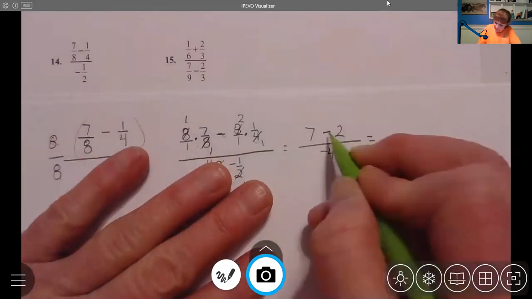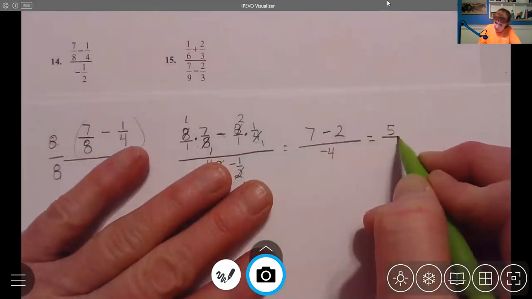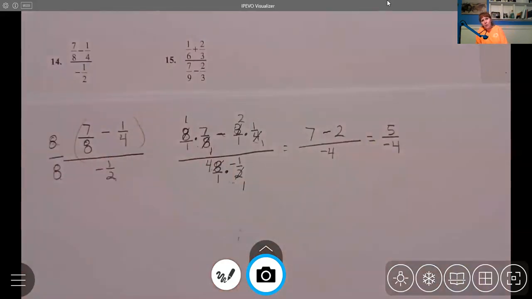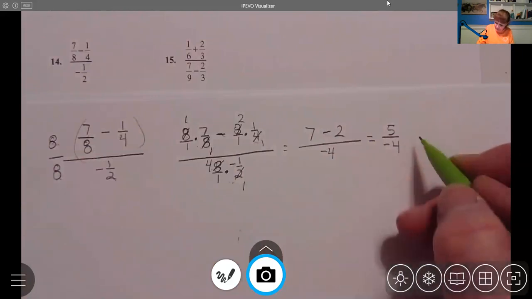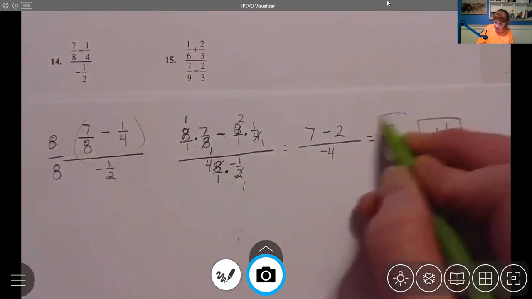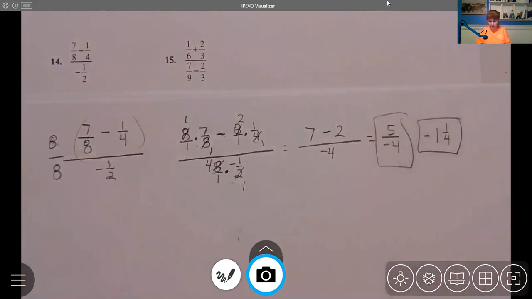So we've got 5 over a negative 4. I don't know if they're going to want you to change this to a mixed number, but you just take 4 into 5 and get 1 1/4. Either one, just whatever MyMathLab wants.